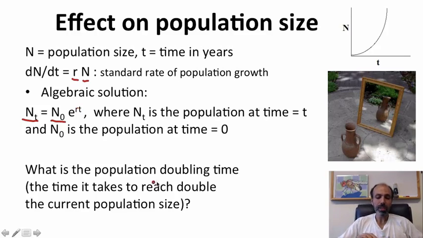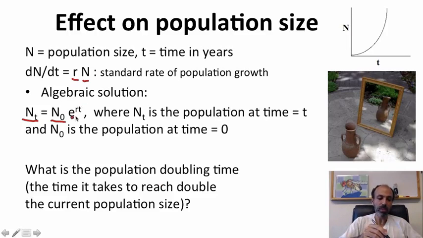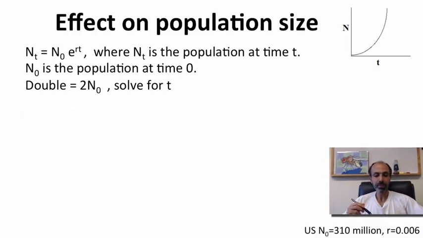So what is the population doubling time? How long does it take for a population to double its number of individuals? Obviously, that's going to be related to r. It's going to be related to the rate of increase. If r is very large, the doubling time will be very short. If r is very, very small, then the doubling time will be very long. But let's put some actual numbers on this just so you can see.